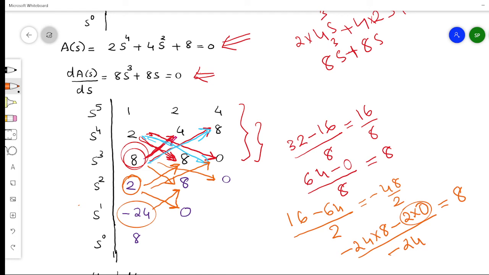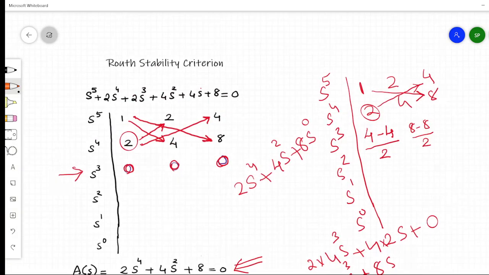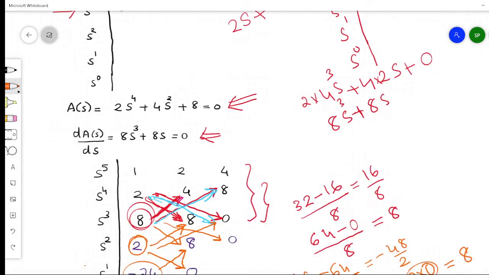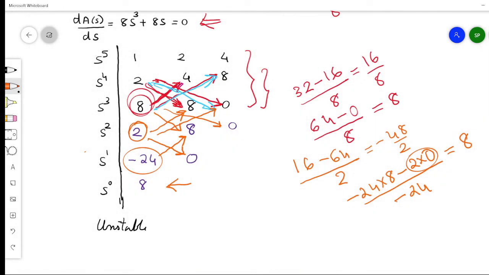So now our Routh array is complete. To check whether the Routh array formed is correct or not, you can check the value here, s raised to 0. The value corresponding to this last row should be the constant term from the characteristic equation. In this characteristic equation, the constant term is 8. So that 8 should be our last row in the Routh array. If that is the element you are getting, that means the array formed is correct. You have correctly formed the array.